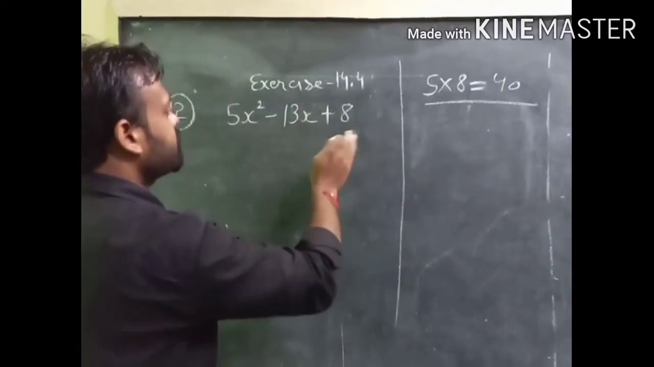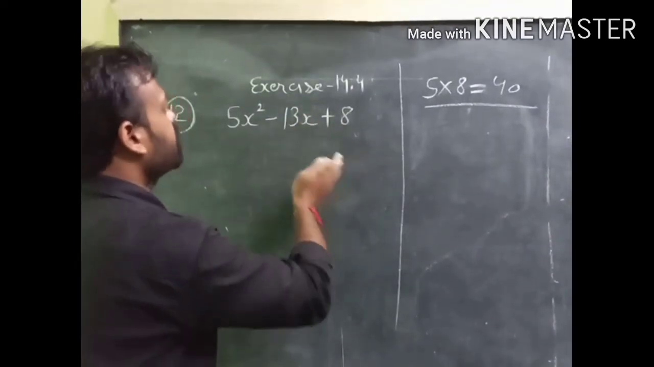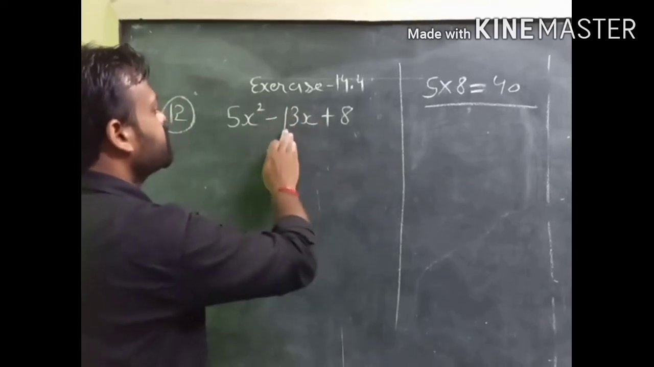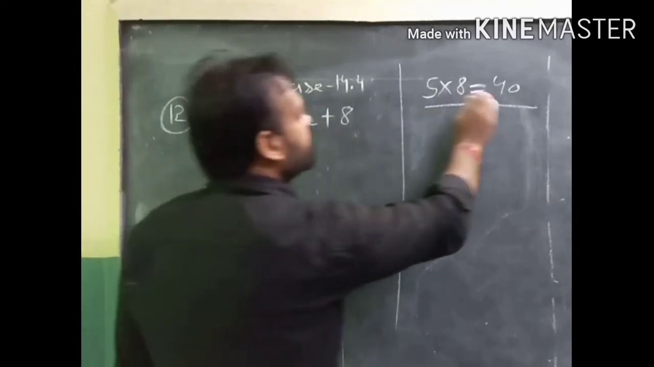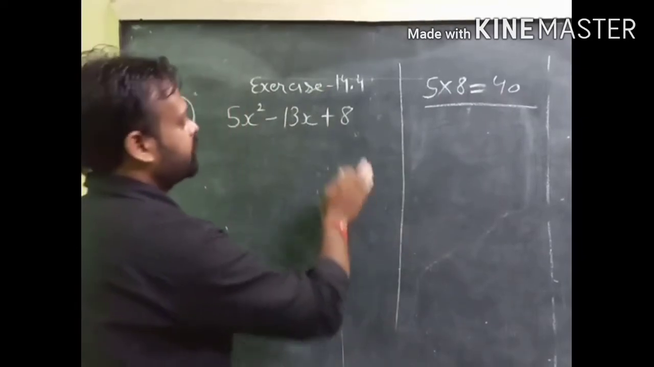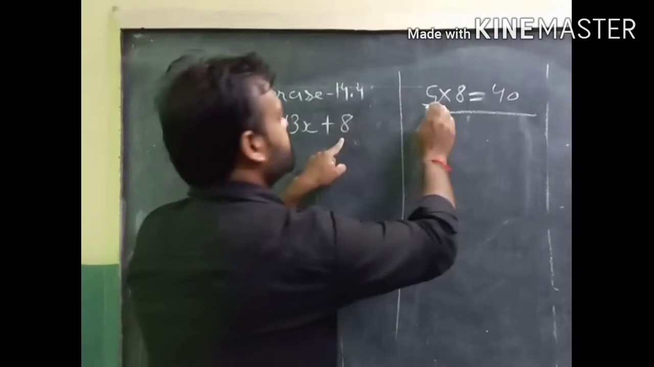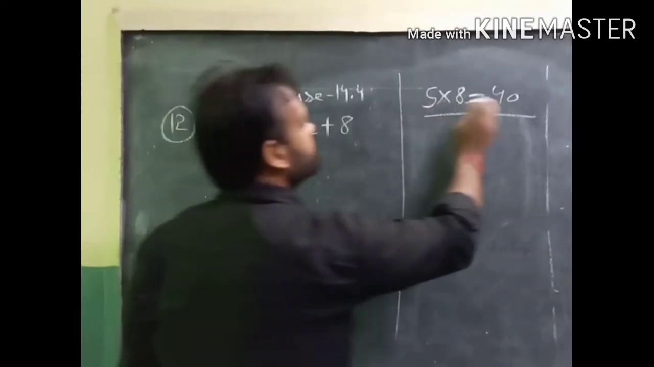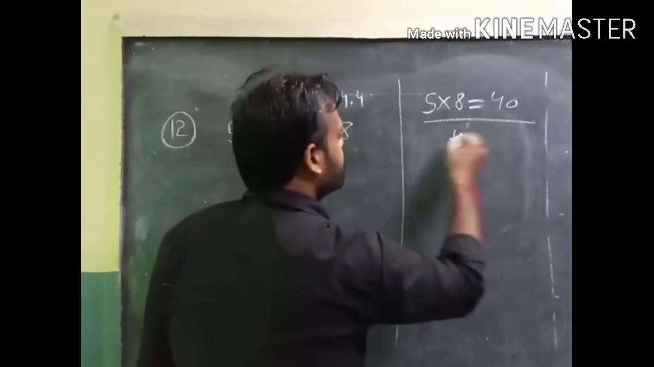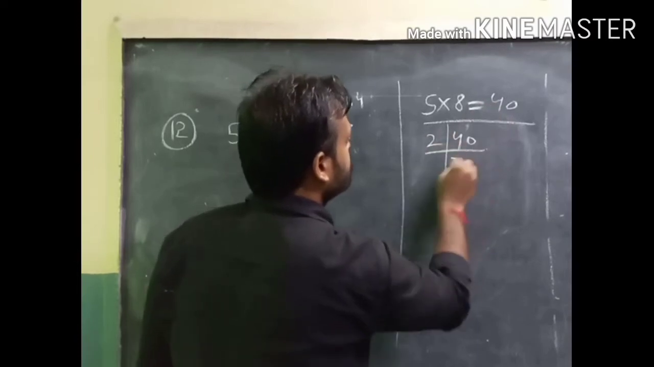So it means now this time we have to split the terms in such a way that the sum of these two terms should be equal to this 13, and the multiplication should be equal to this 40. Of course not 8, it should be equal to 40. Okay, first of all, after multiplying this 8 with 5, 8 5s are 40. So now we have to do the factorization of this 40. So you can do this one.